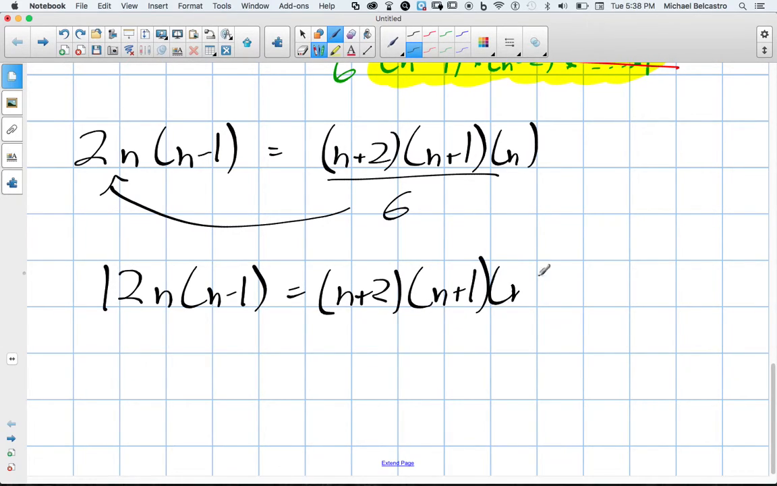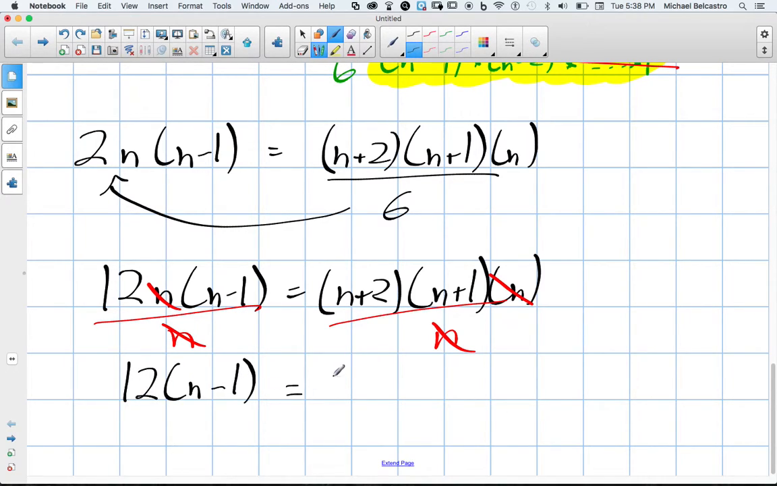So we have 12 times n minus 1 is equal to n plus 2 times n plus 1 times n. Okay, we have an n on both sides, so in other words, we can divide both sides by the value of n, and it will create a 1, so it disappears. So now we're left with 12 times n minus 1 is equal to n plus 2 times n plus 1. So now we start working with the idea of quadratics here. I think I'll speed this up. I'm going to use the distributive property, and then we'll set one side of the equation equal to 0.